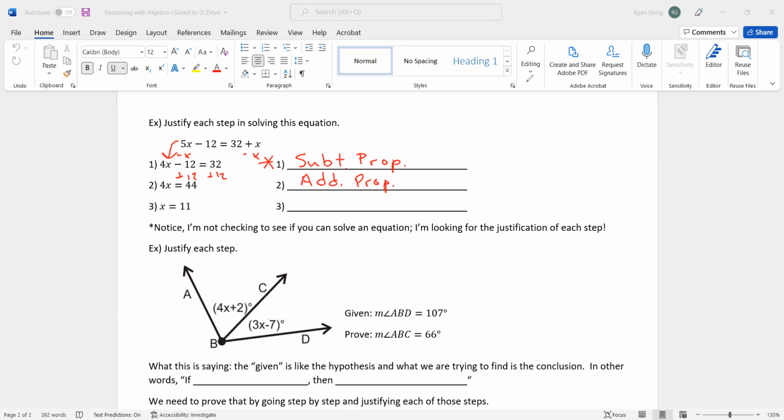And then how do I go from 4x equals 44 to x equals 11? Well, I divide both sides by 4. What property is being done there? That's the division property.